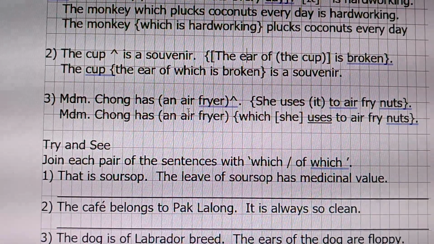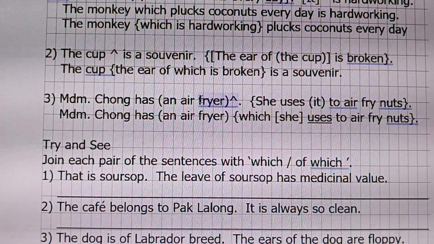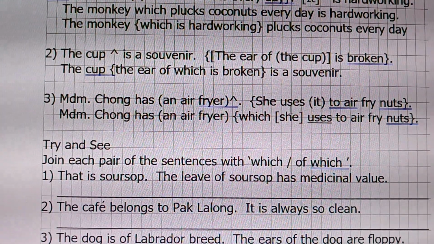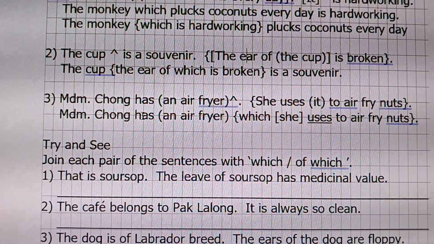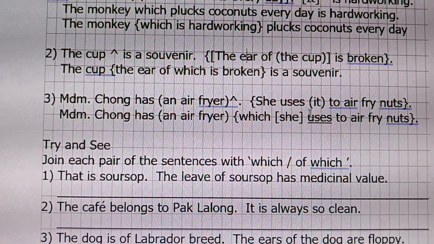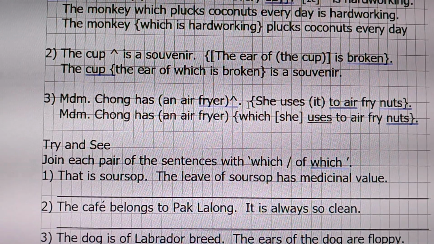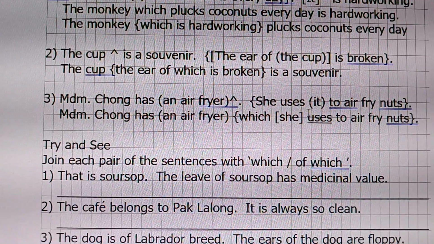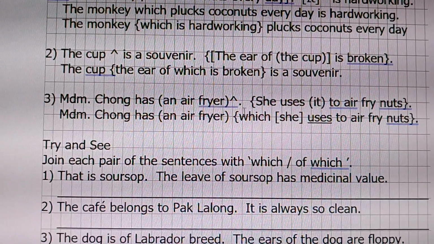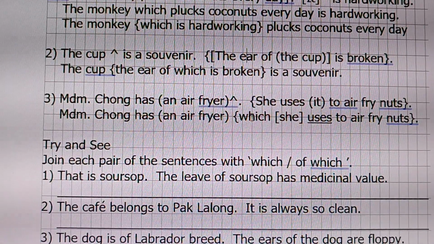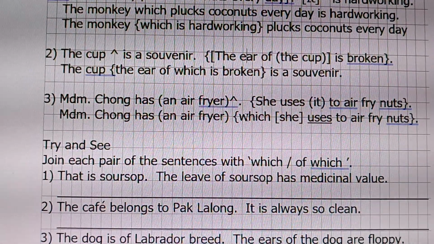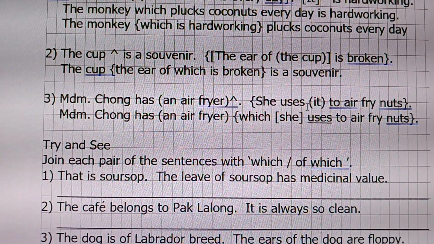Alright, Madam Chong has an air fryer. She uses it to air fry nuts. Madam Chong has an air fryer, so we know that this is in the object position, right? In the object position, you put which before the subject and delete it. It means air fryer, right? So you place this relative clause right after air fryer, which she uses to air fry nuts. You don't use it anymore.